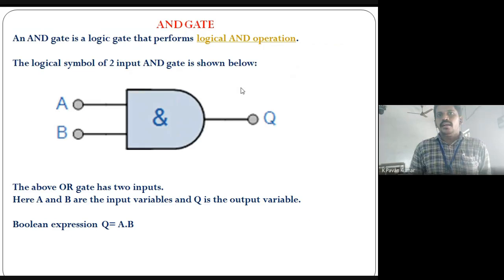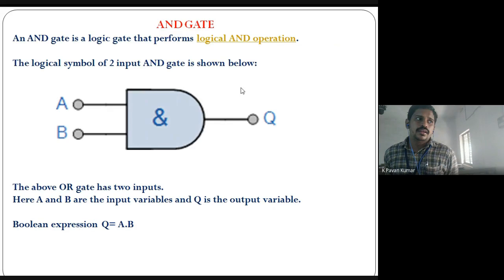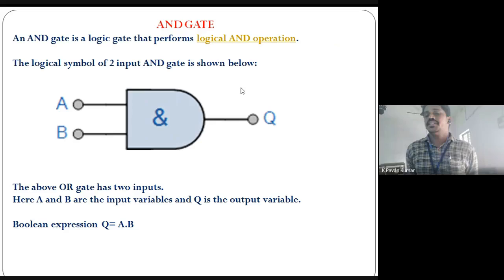Next, the AND gate. The AND gate is a logic gate which performs binary multiplication and the logical AND operation. The logic symbol of the two input AND gate is shown below. Look at the symbol here. Here you are using only two binary variables, A and B, and output Q equals A dot B. That is the multiplication logic. In this gate, the Boolean expression or Boolean function is Q equals A dot B.